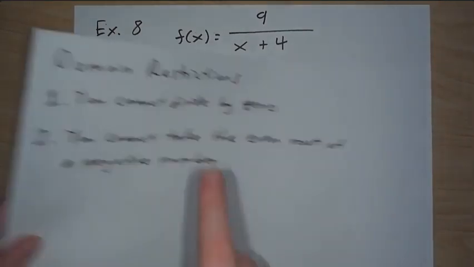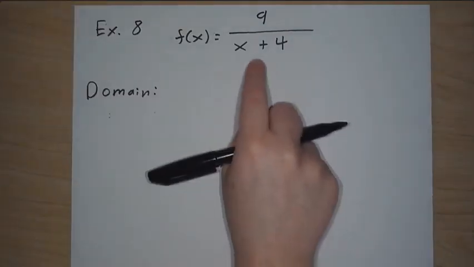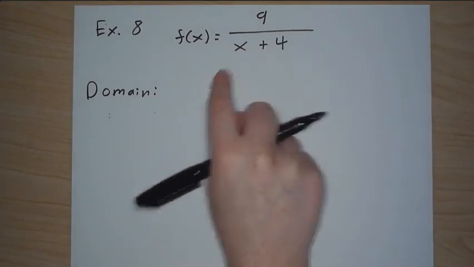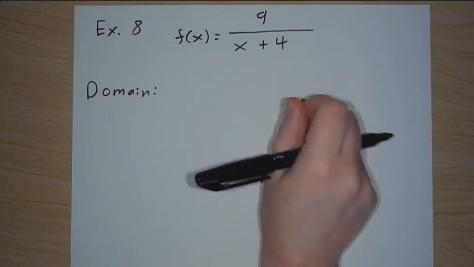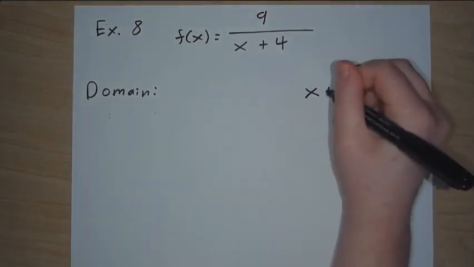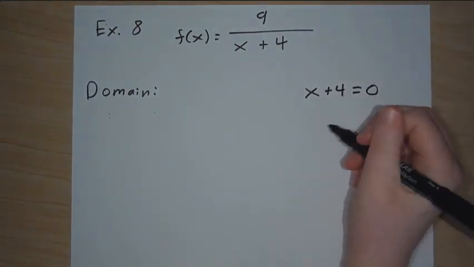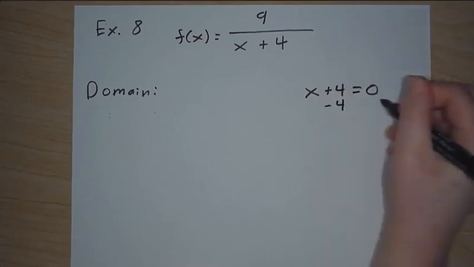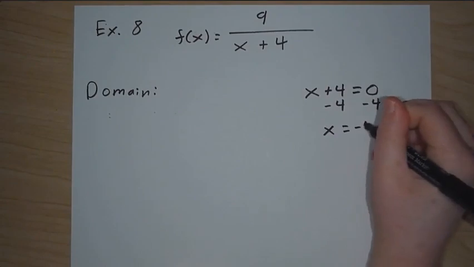So when we cannot divide by 0, to figure out what x values can't be in our domain, we're going to set the denominator equal to 0 because we can't divide by 0. So we're going to set our denominator, x plus 4, equal to 0. And then we're going to solve for x, so we're going to subtract 4 on both sides. This is going to be x equals negative 4.